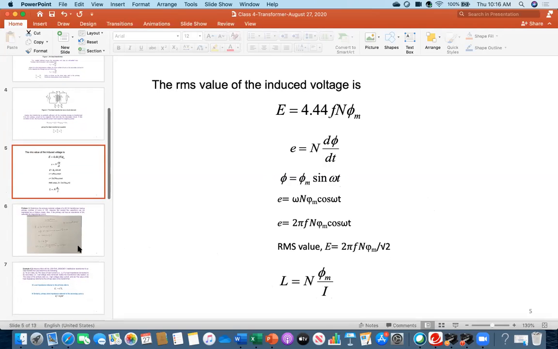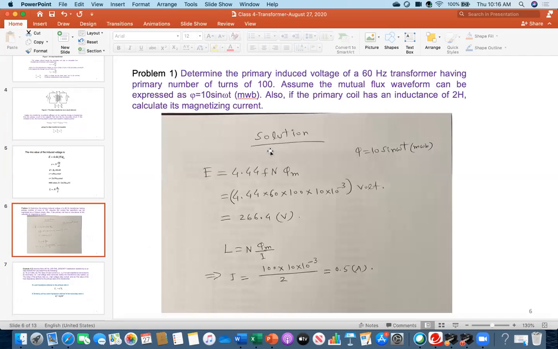Now see, I have set up one numerical problem here. Everybody read the statement. Determine the primary induced voltage of a 60 Hz transformer having primary number of turns of 100. Assume the mutual flux waveform can be expressed as phi equal to 10 sine of omega t milliweber. Also, if the primary coil has an inductance of 2 Henry, then calculate its magnetizing current.